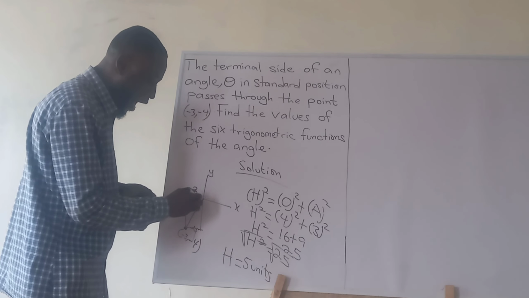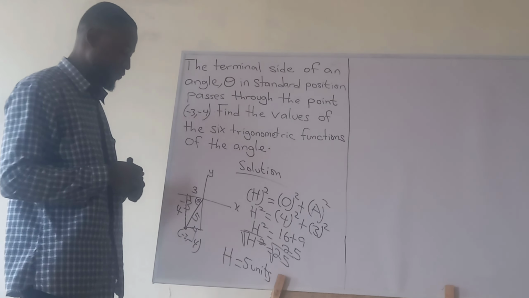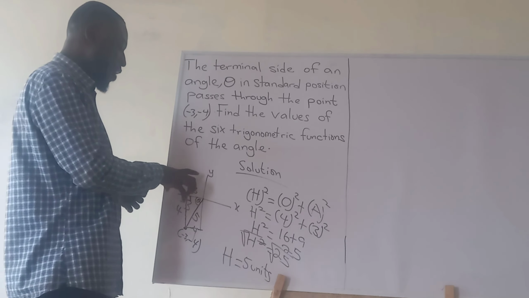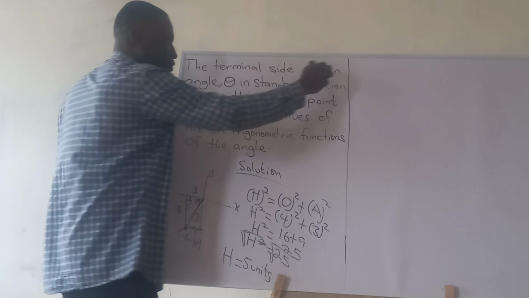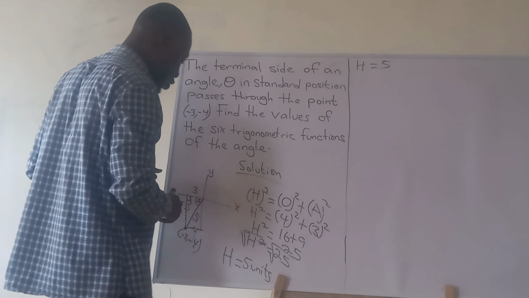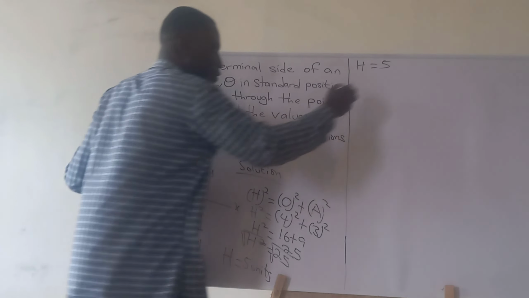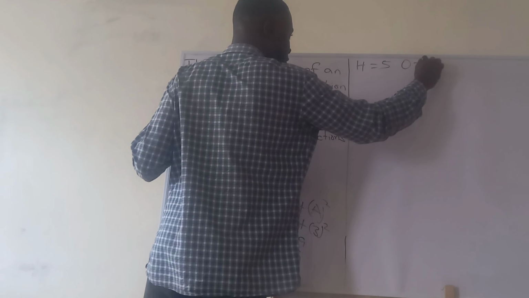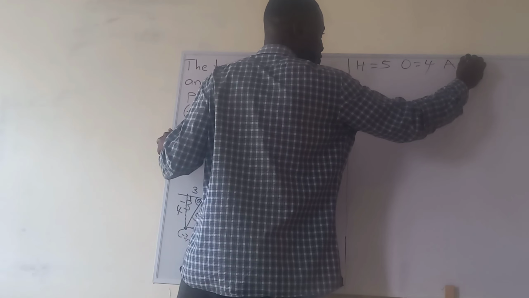So meaning our hypotenuse, which is the longest side, is 5 units. We now have our 3 sides. Let's write the data down. So our hypotenuse equals 5. Our opposite facing the angle is 4. And our adjacent equals 3.